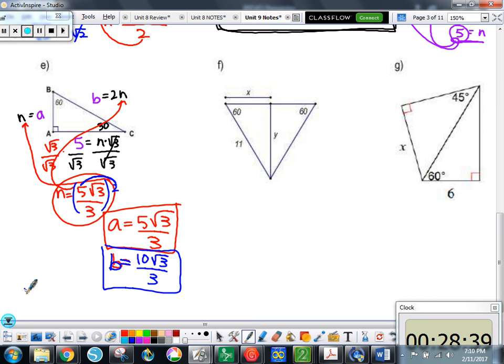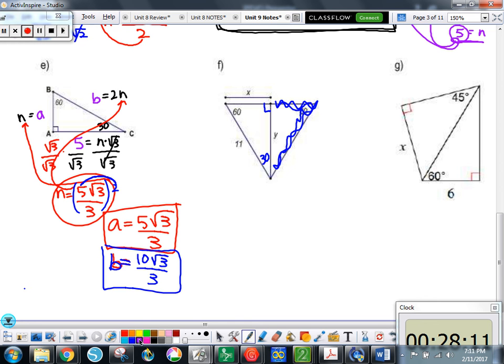Okay, part F, what kind of triangle do I have here? If you were to ignore this middle line, this is actually an isosceles triangle, and this is the altitude. So if this is the altitude, that means this is a 90. So we can completely disregard this part of the triangle. Now that we have a right triangle, I've got a 60, 90, that means this one has to be 30.